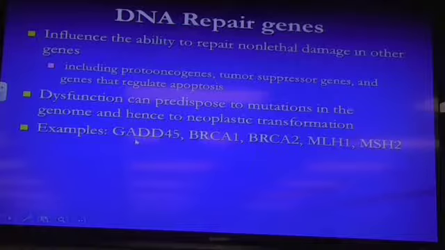Some common examples, which you've probably heard of, are GADD45, but particularly the 2 I'm thinking of are BRCA1 and BRCA2, which with mutations in these genes, can predispose someone to breast cancer. These are common genes that they look for. Okay? So GADD45, BRCA1, BRCA2, MLH1, and MSH2. Just some common names you may see floating around, and to know they are DNA repair genes.